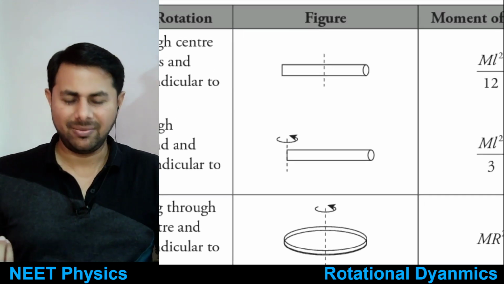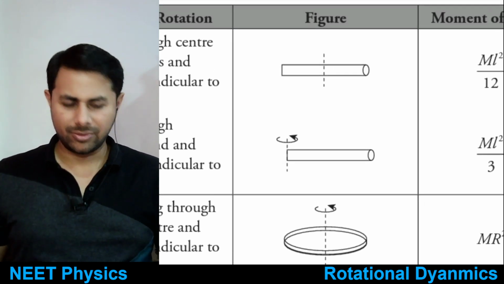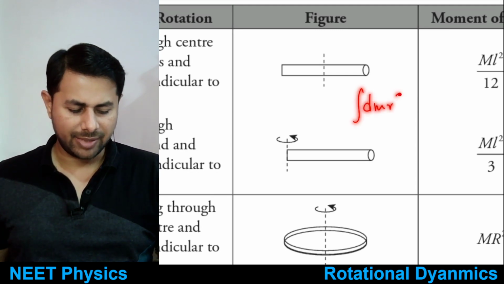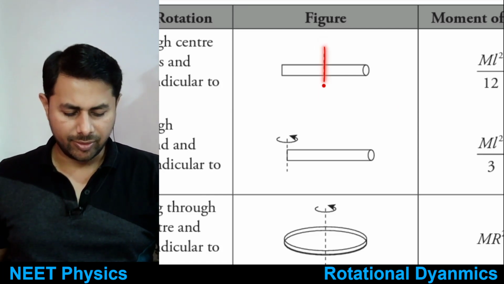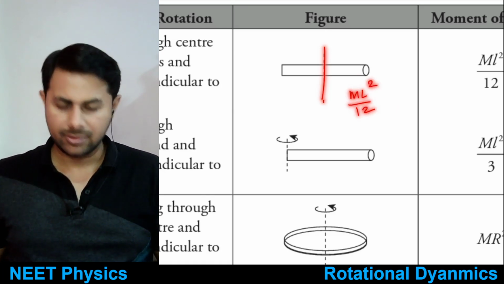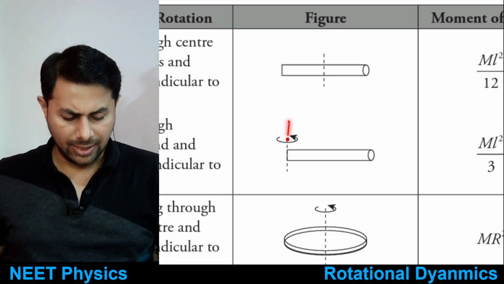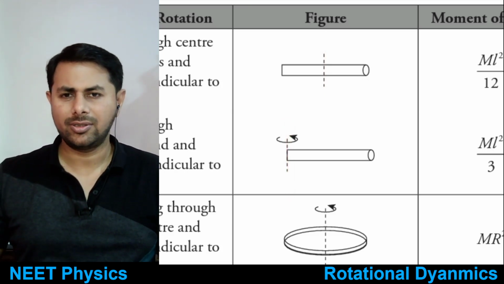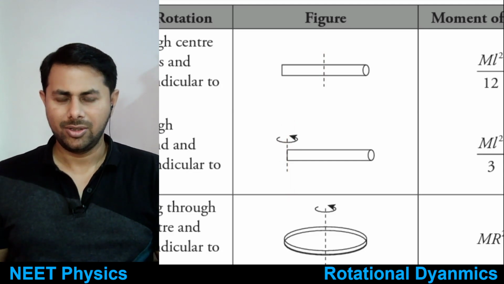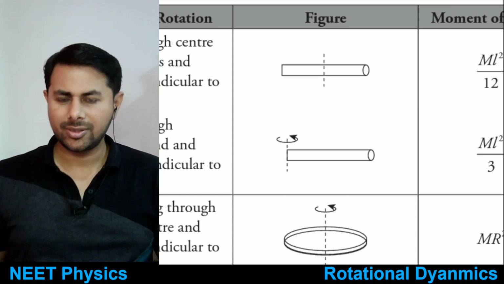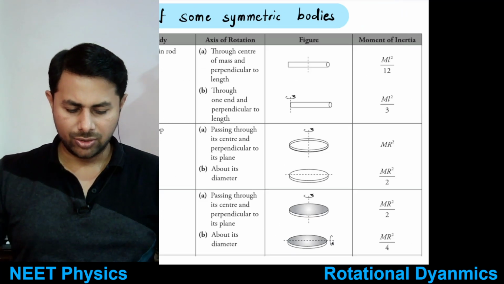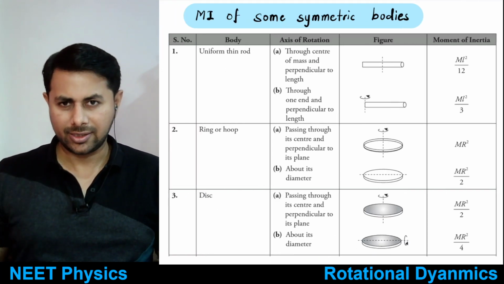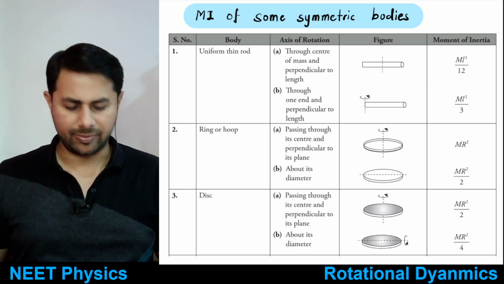Okay, so every time it's not advisable to do the integration, right? Integral of dm multiplied by r square. Okay, so suppose you have this thing, moment of inertia about this axis, which is equal to ml square by 12, for the thin rod, and you want to find out moment of inertia about this axis. What will you do? So for that we have specific theorems called the parallel axis theorem and the perpendicular axis theorem. Okay, so let us talk about them. What is a parallel axis theorem and what is a perpendicular axis theorem?